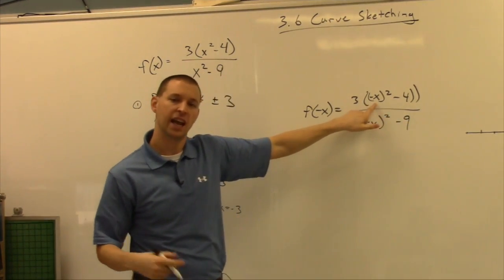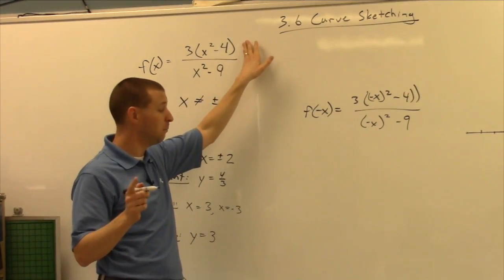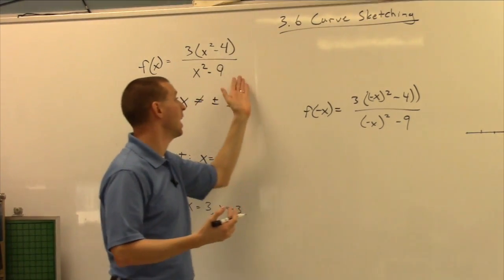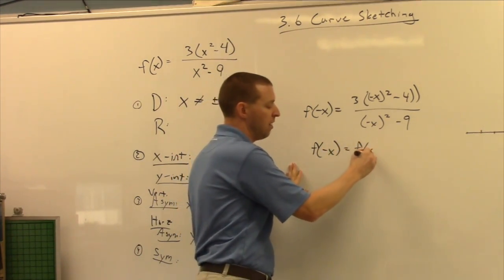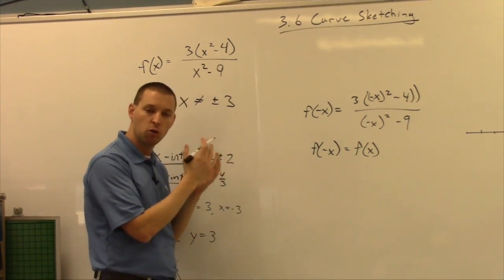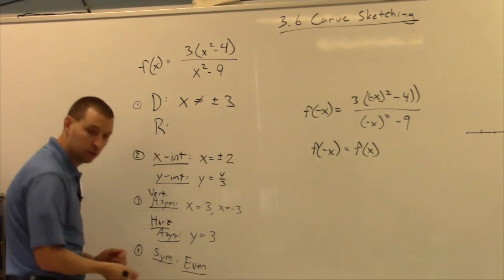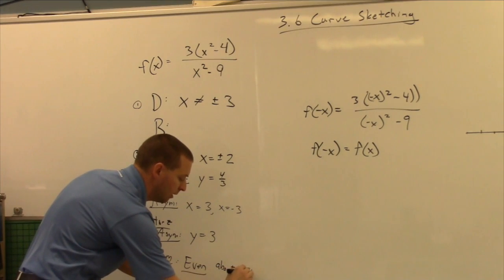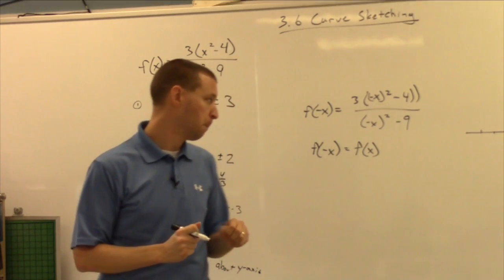A negative squared gives me a positive, so that turns out to be exactly the same thing as it was on the top. And on the bottom, negative x squared, that's a positive, so I get the same thing I have on the bottom. So what I end up with is f of negative x equal to f of x. Because of that, I know there's symmetry across the y-axis, and my function is even. Okay? Or I can say it's symmetric about the y-axis, that's okay too.